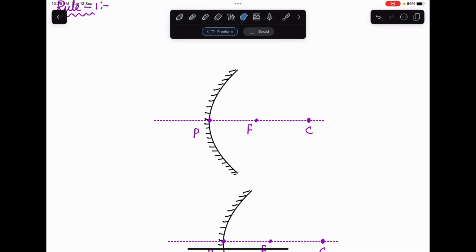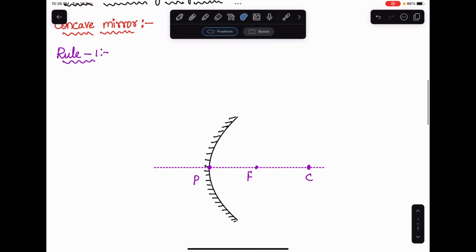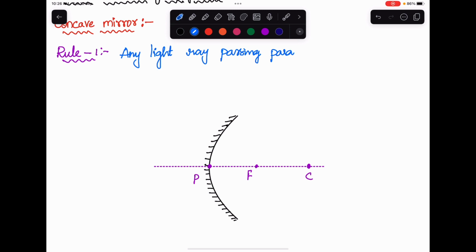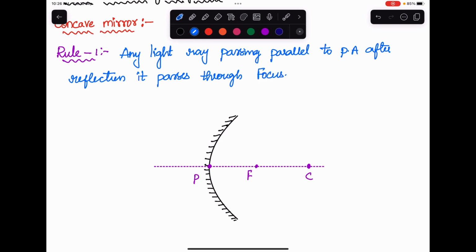I would like to take the reference of this diagram for the next rules too. So what does rule number 1 state? Any light ray passing parallel to the principal axis, after reflection, because it hits the spherical mirror, passes through the focus. The reflected ray passes through the focus. So this is your first rule.